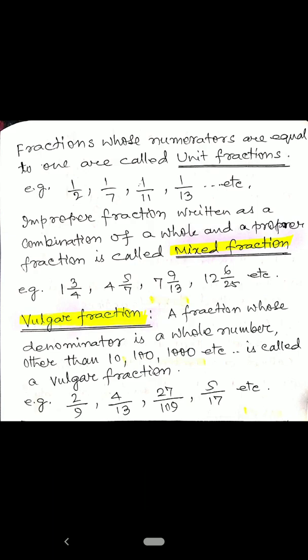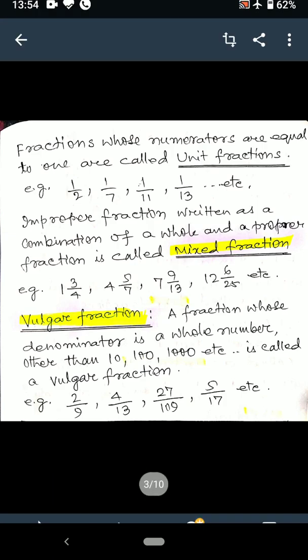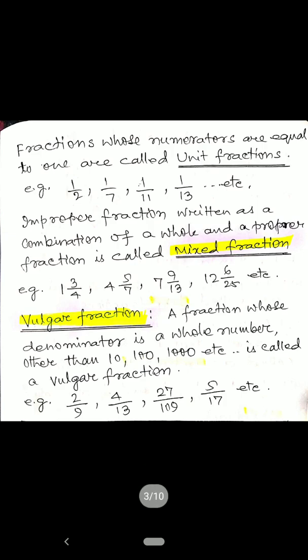Improper fractions written as a combination of a whole and a proper fraction are called mixed fractions. For example, 1 whole 3 by 4. So here 1 is the whole number and 3 by 4 is the proper fraction. So 1 whole 3 by 4 is called a mixed fraction or mixed number.